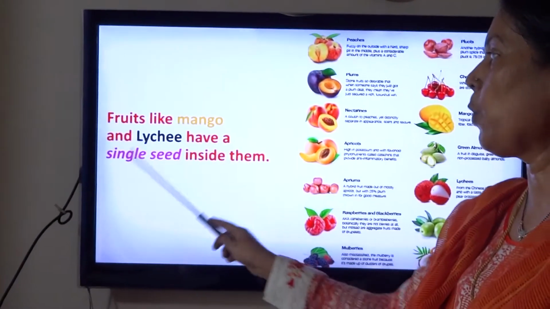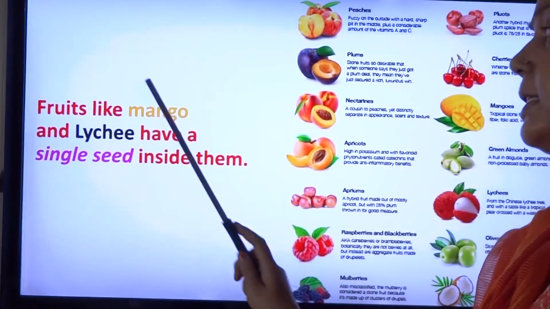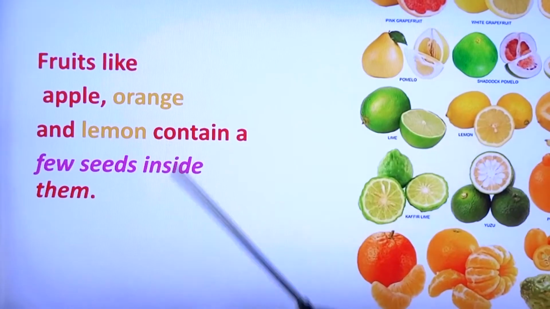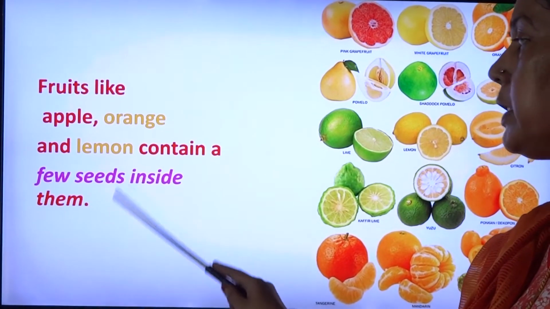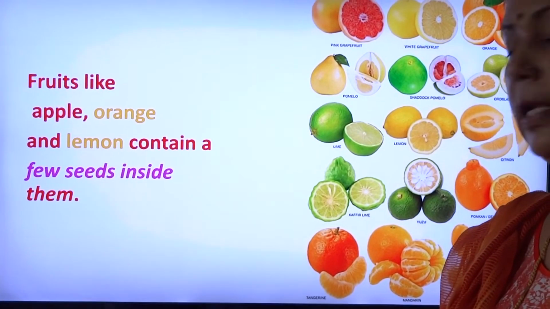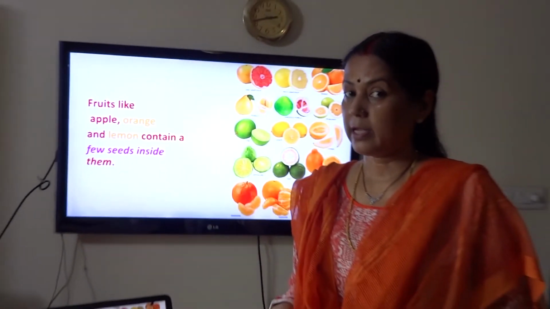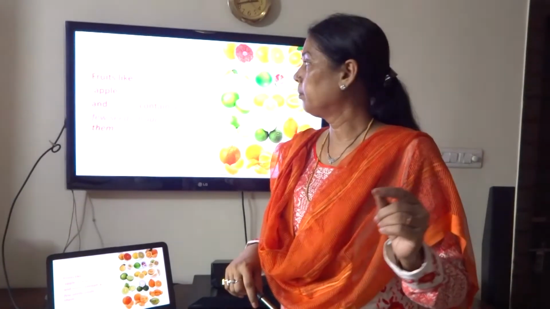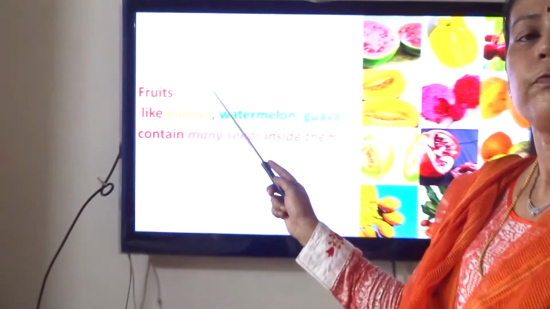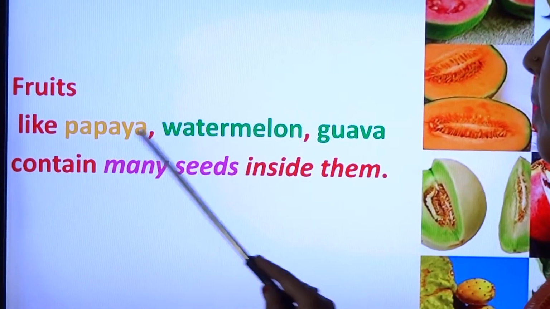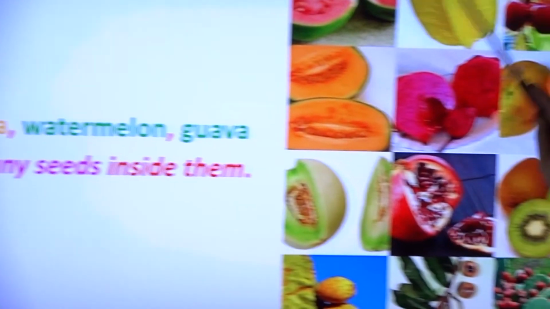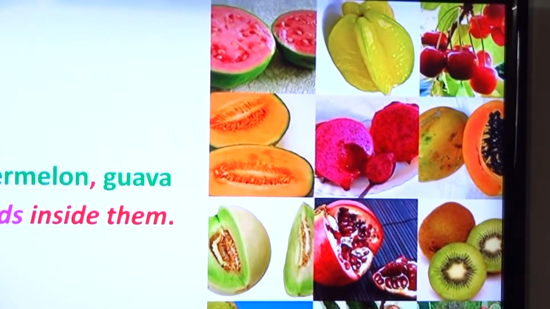Fruits like mango and lychee have a single seed inside them. Fruits like apple, orange and lemon contain a few seeds inside them. Inside an apple, there are few seeds, 2, 3, 4. In an orange also and lemon also, they contain more than one seed. Fruits like papaya, watermelon, guava contain many seeds inside them. See here, there are so many seeds.